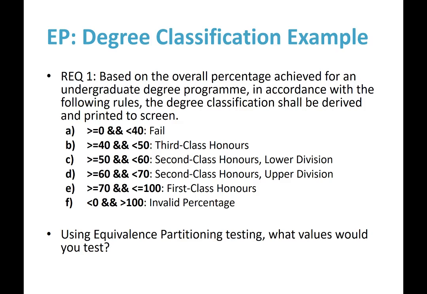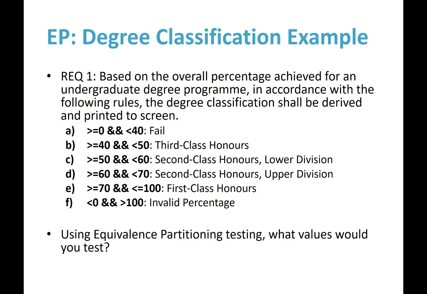So in this case, we identified a number of possible partitions. If we get a grade between 0% and less than 40%, then that's a fail. B, between greater than or equal to 40% and less than 50%, it's going to be a third class honours, and we can see similar partitions in C, D and E being developed for a 2-2, 2-1 and a first class honours respectively. Now, A to E define what we call valid partitions. So it's a correct value, it's a positive value that we would expect to get.